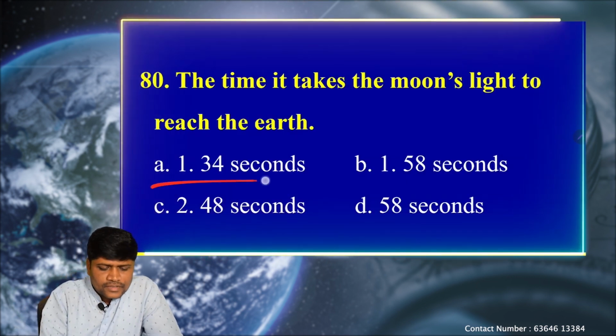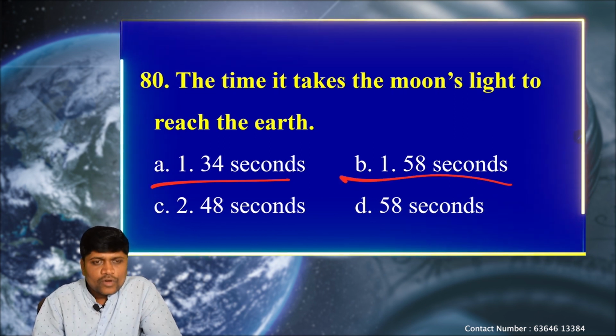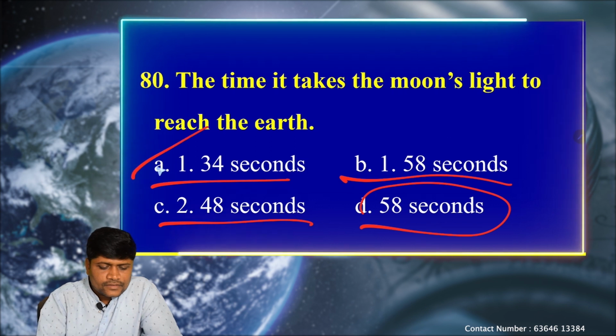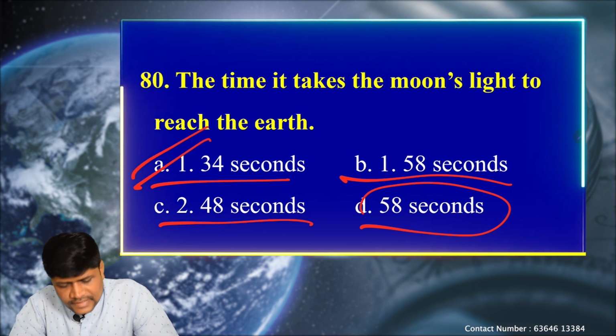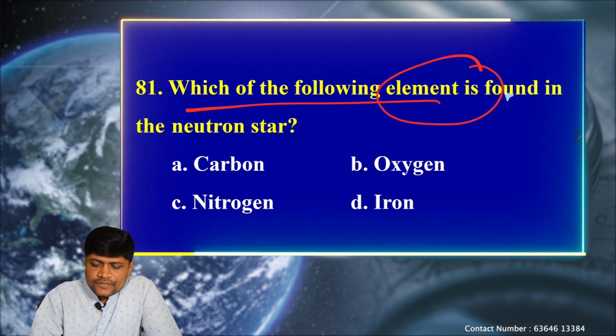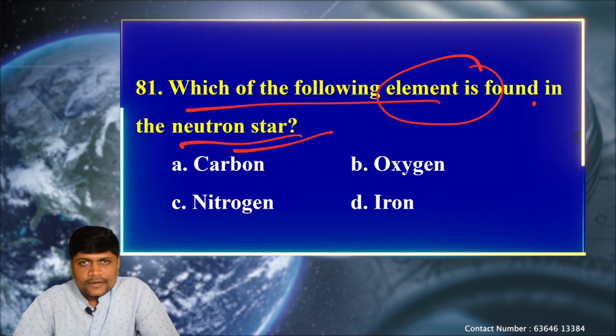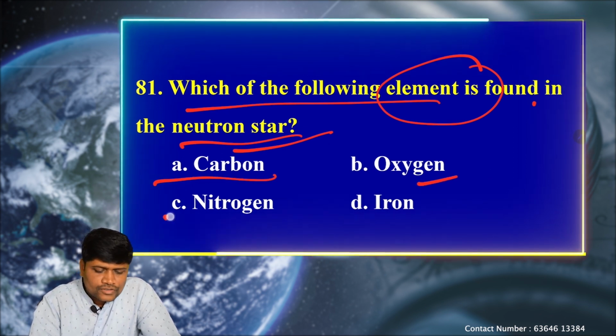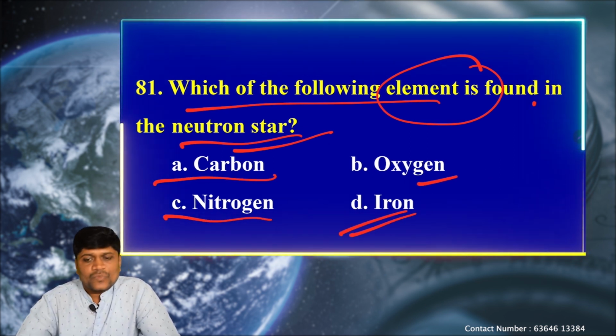So here we have the options: A 1.34 seconds, B 1.58 seconds, C 2.48 seconds, and D 58 seconds. The correct option is 1.34 seconds. Next question: which of the following elements is found in the neutron star? Okay, let's see the options: A carbon, B oxygen, C nitrogen, and D iron.